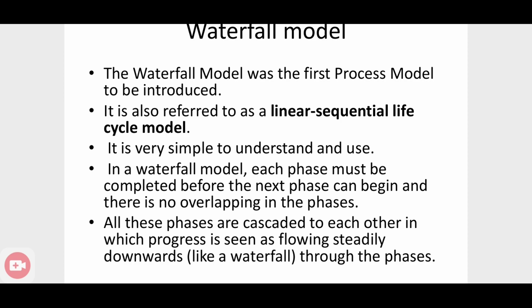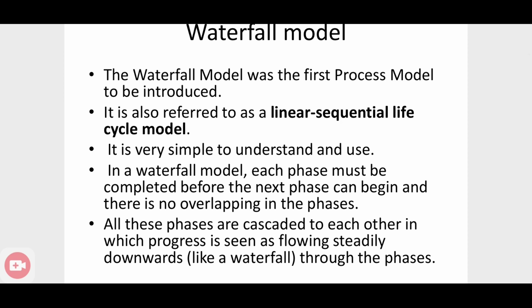That means the progress is seen as flowing steadily downwards like a waterfall through the phases. That is why this model is known as the waterfall model. It is otherwise known as the linear sequential life cycle model. Here there are a number of phases for implementing a system, and each phase should be completed before the next phase can begin. Also they are cascaded, and the progress is seen as flowing steadily downwards like a waterfall.